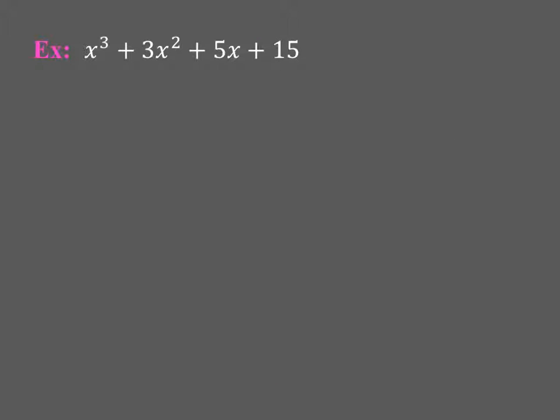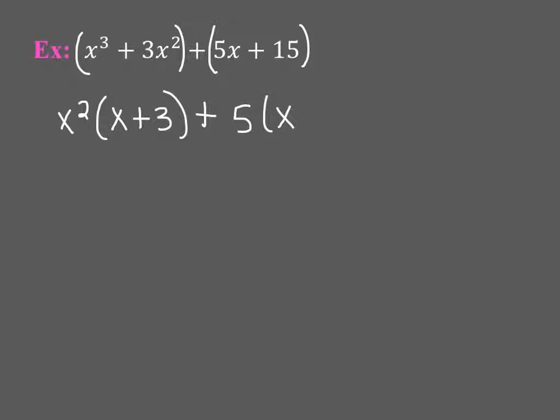In this type of example, because it's a 4-term polynomial and not everything can be divided, there's no GCF, not everything has an x and not everything has a 3 or a 5, you start by making 2 groups, and then you look at each group separately. So the GCF of x cubed plus 3x squared would be x squared, and then you're left with x plus 3. Bring down your plus sign. And the GCF of 5x plus 15 is 5. And then you're left with x plus 3.